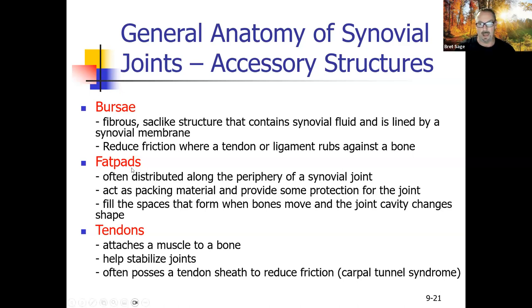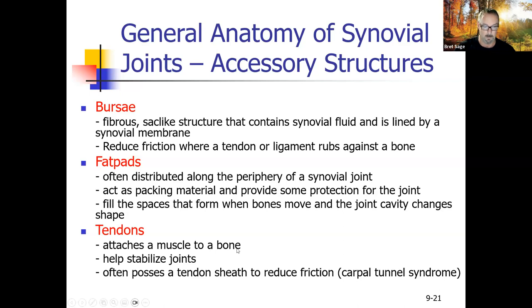You also find fat pads in these synovial joints. They're often distributed along the periphery of the synovial joint. They act as packing material, provide some protection, and fill the spaces that form when bones move. This is really just kind of like a material that moves into place when your joint geometry changes. So if there's a place where there isn't any material, you bend your knee, there is a space now, the fat can move and take that space. Tendons are also found in synovial joints.